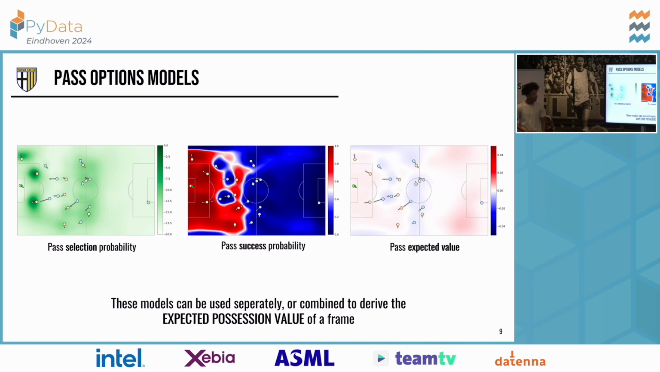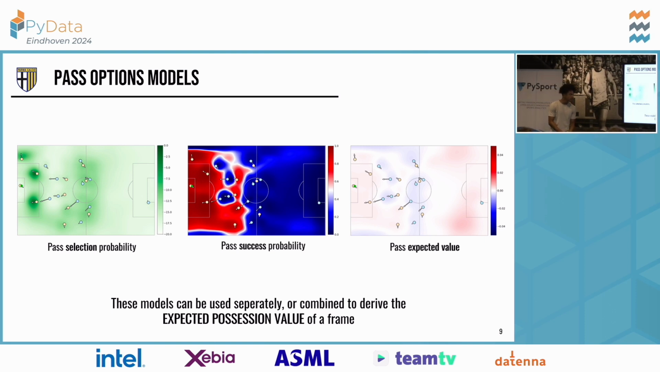Yeah, so this is computed with convolutional neural networks. So basically how it works, we have every pass that we have to merge with tracking data, because in event data you just have the pass and the minute and second, but we need to be very precise to have the exact frame where the player made the pass.